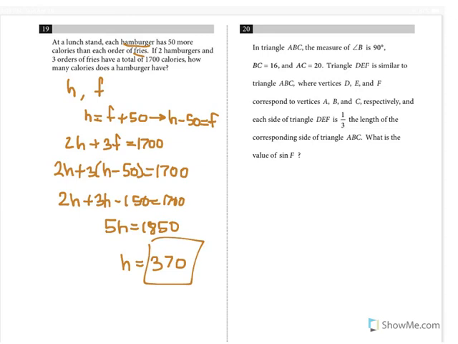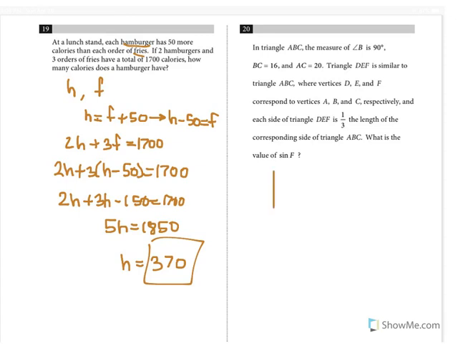All right. In triangle ABC, the measure of angle B is 90 degrees. BC equals 16 and AC equals 20. Triangle DEF is similar to triangle ABC, where vertices D, E, and F correspond to vertices A, B, and C respectively, and each side of triangle DEF is 1/3 the length of the corresponding side of triangle ABC. What is the value of the sine of angle F? All right, so we need to sift through some unnecessary wording here and really get to what's going on. Again, read it carefully, understand how to go about getting the right answer, and how to know when I have the correct answer.